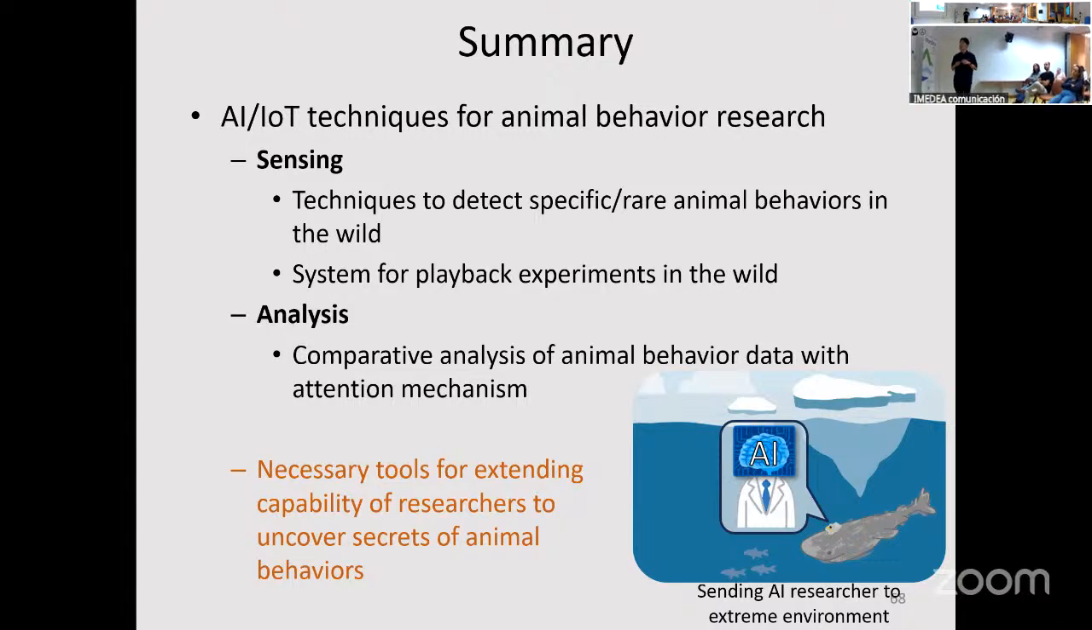I believe that they are necessary tools for extending the capacity of researchers to uncover secrets of animal behaviors. And I believe that in the near future, we will send smarter AI researchers to extreme environments and conduct research instead of us. Okay, that's all. Thank you very much.